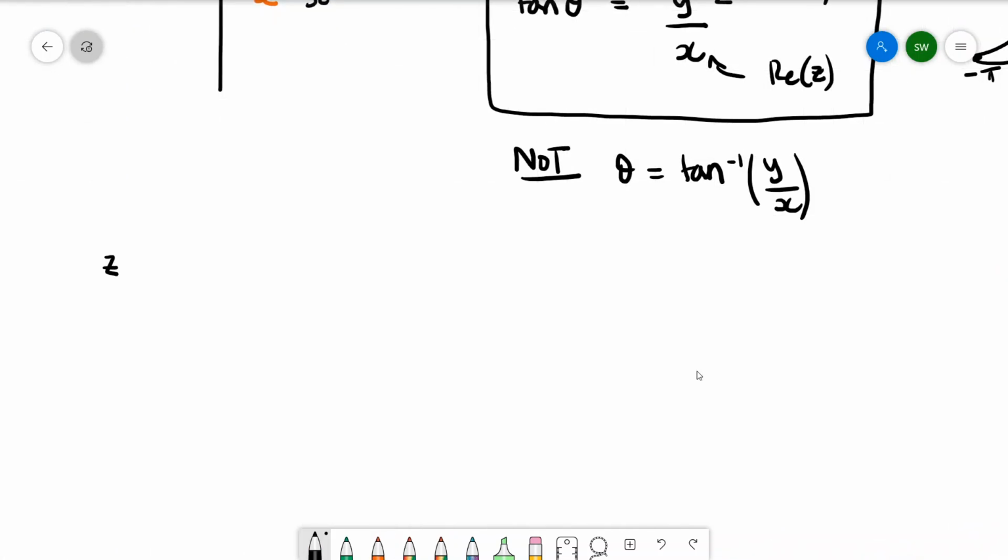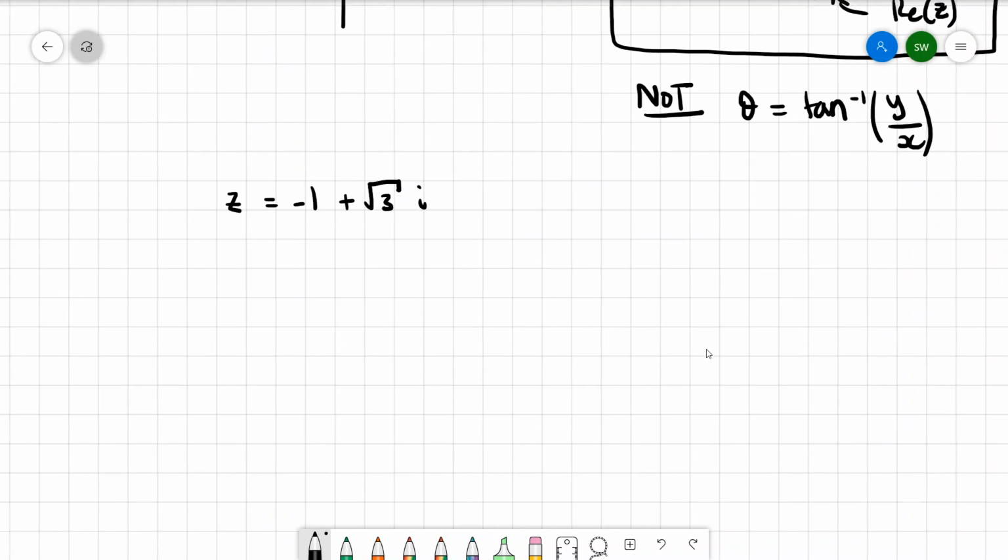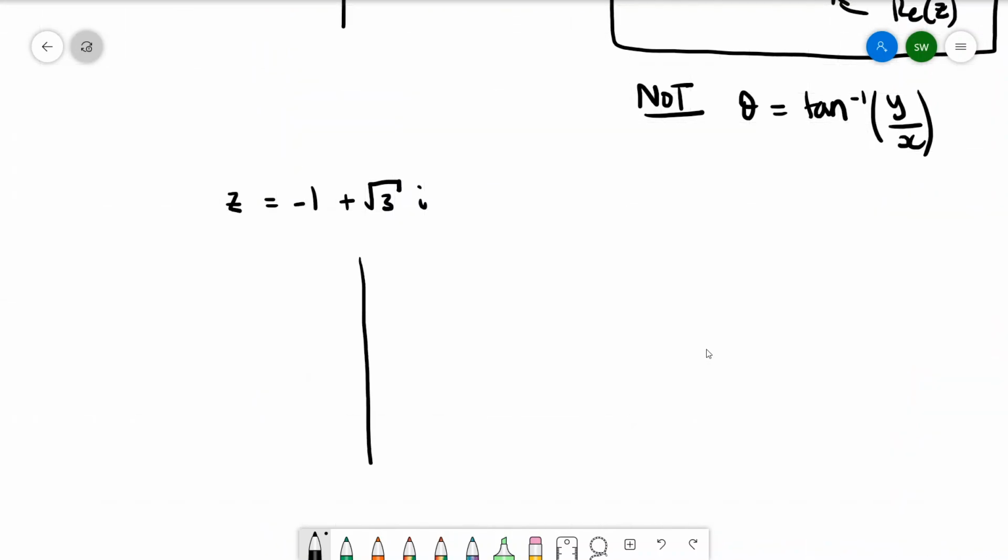To give you an example of that, let's think about a specific example. Let's say we had the complex number z equals minus 1 plus root 3 i. So let's sketch that in the Argand diagram. Sorry, that should be real and imaginary. Then we've got this complex number, minus 1 and then root 3 up. So we've got this complex number here.